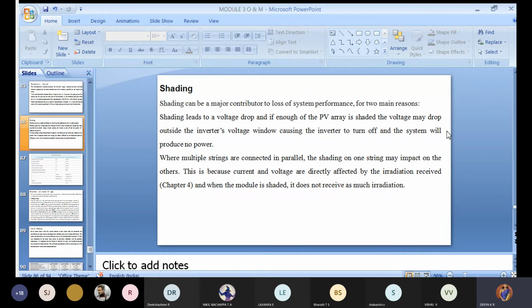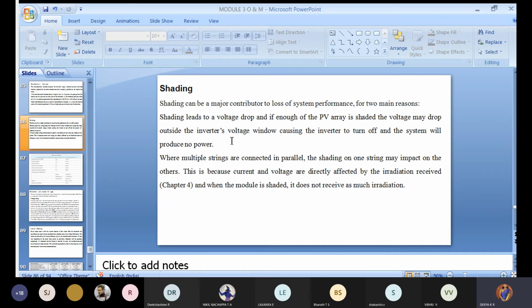So we say that the system will produce no power. No power means no conversion, nothing you are going to get. Another case is where multiple strings are connected in parallel. The shading on one string may impact the other strings, because current and voltage are directly affected by the irradiance received, and when the module is shaded, it does not receive as much irradiation.